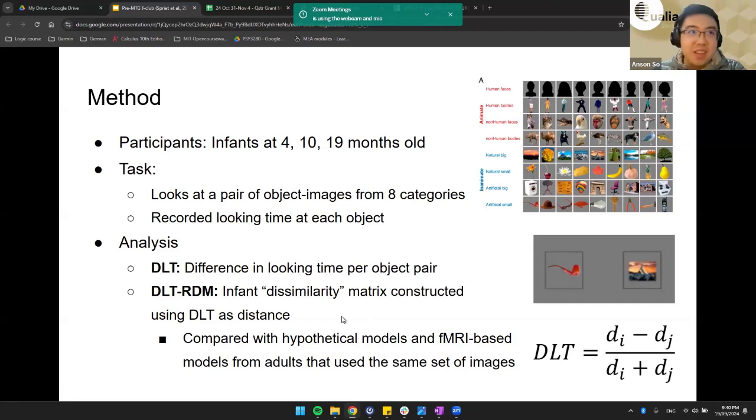Then they use this dissimilarity matrix to compare with hypothetical models or fMRI-based models that use the same set of images. I'm going to talk a little bit more about the models as we go through later on.